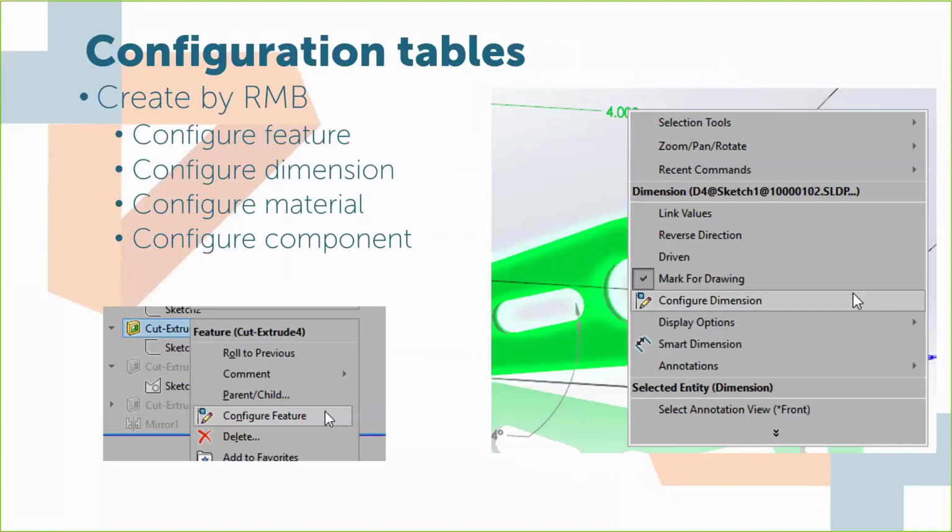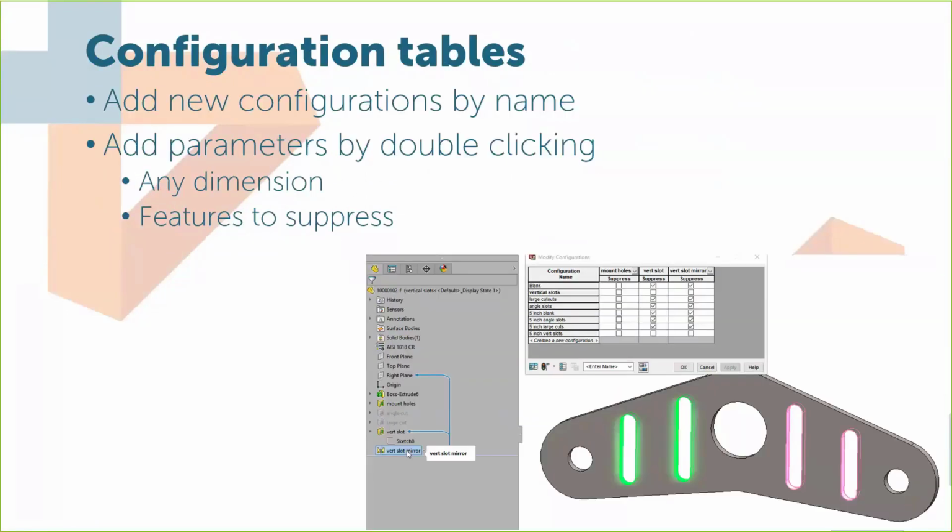Now, another way to kind of bridge the gap between the manual configurations and what we'll see here in just a minute of design tables are these configuration tables. They're not really a command called table or configuration tables or anything like that, but they're built by right-clicking on features in the tree and choosing configure feature, or right-clicking on dimensions and choosing configure dimension. You can do the same with configure material or configure component at the assembly level. And what will get built is this nice little internal table. Once we jump into design tables, you'll see that there are some similarities of where the data is placed and how it's formatted. Some functionality is also the same between them.